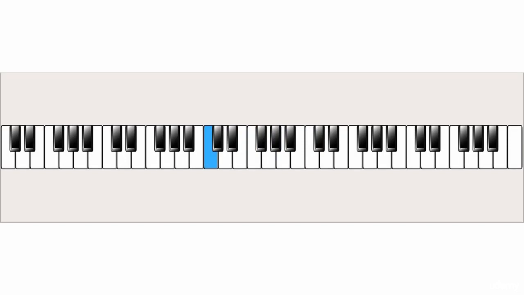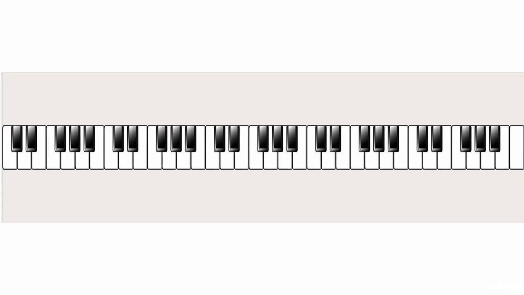Let's look at the intervals between the consecutive notes in the C major scale. Starting on the middle C, we go to D, which is one whole tone. Then from D to E, again a whole tone. From E to F, a semitone. From F to G, a whole tone. From G to A, a whole tone. From A to B, again a whole tone. And finally from B to C, a semitone.